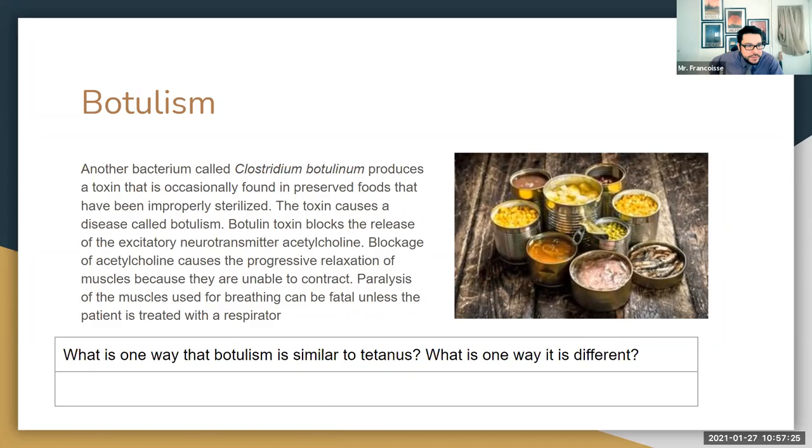Tetanus and botulism are pretty cool. Interesting. Tetanus is an extremely deadly disease, but no one dies from it, which is kind of odd, right? It's really deadly, but no one dies from it. Main reason is we have vaccines, so you can get a tetanus shot that prevents it. And botulism, thankfully, we don't really have too much anymore because our tin cans and food are a lot more sealed.